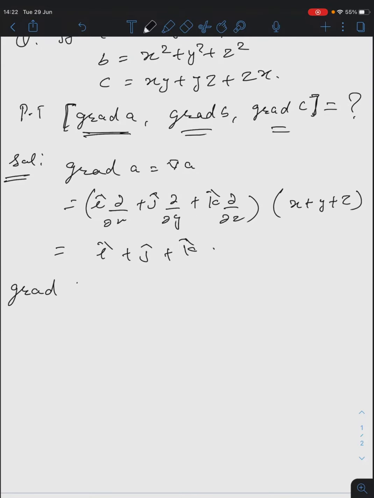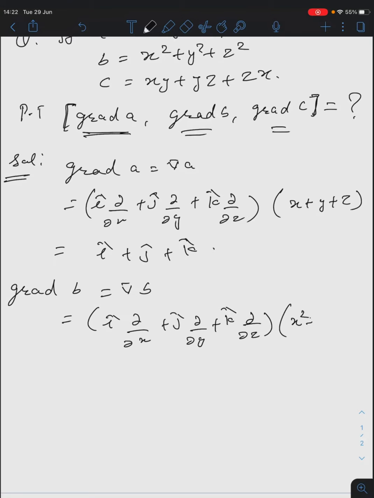Similarly, we will calculate gradient of B. That is del B, again the operator I cap dou by dou x plus j cap dou by dou y plus k cap dou by dou z. What is B? It's x square plus y square plus z square. Okay, calculate now. 2x I cap plus 2y j cap plus 2z k cap.